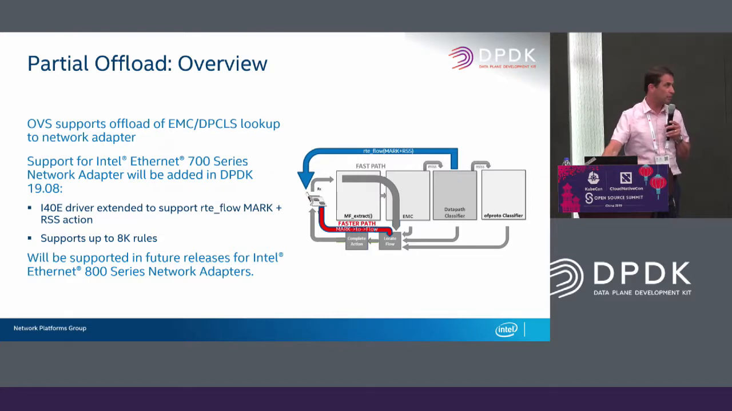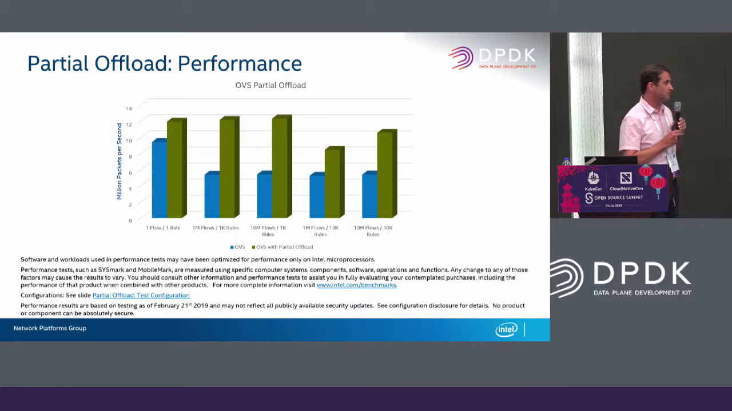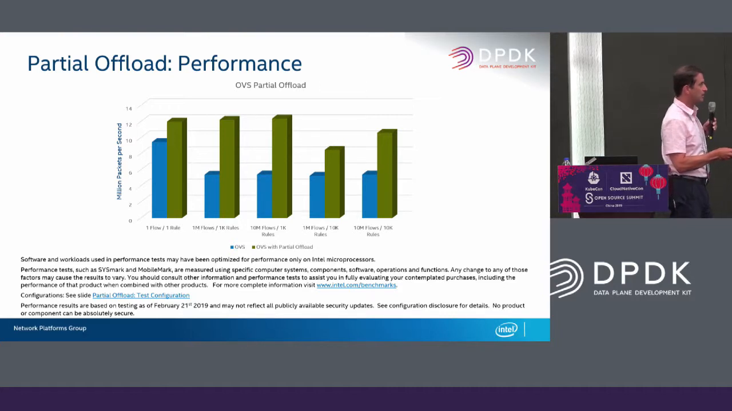If we look at what that gives us in performance terms, the blue bars are without the partial offload and the green bars are with the partial offload. It's for various numbers of flows and rules. For example, looking at this column, it's 10 million flows and 1K rules, and we get, I think, a 220% performance boost by doing the partial offload.